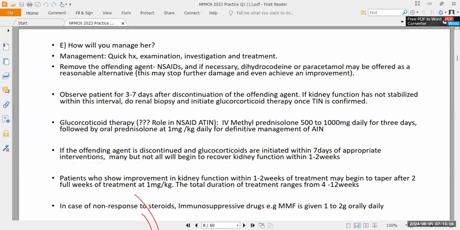So I expect the renal function to recover within the first 2 weeks after initiation of glucocorticoids. For patients that show an improvement in renal function, I would taper the steroid dose at a weekly interval. The total duration of treatment ranges from 4 to 12 weeks. In patients in which there is no response to steroid, I will use immunosuppressive drugs like mycophenolate mofetil, usually given orally 1 to 2 grams per day.